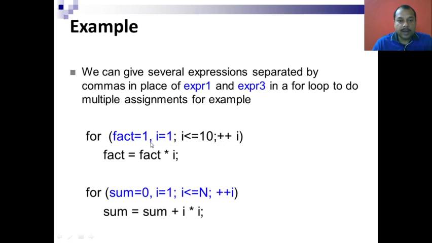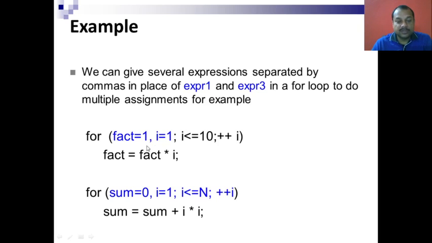Instead now I am packing these two. Fact equals 1 is one statement, i equals 1 is another statement, and they are separated by a comma, and this whole blue part will be considered as expression 1. They will be evaluated only once, when I enter this for loop. Okay.